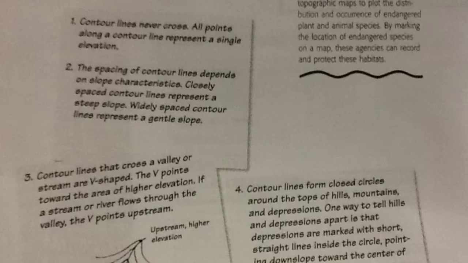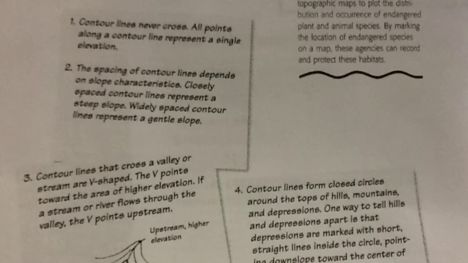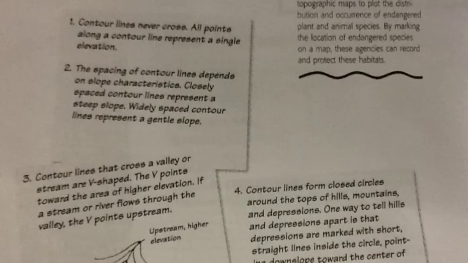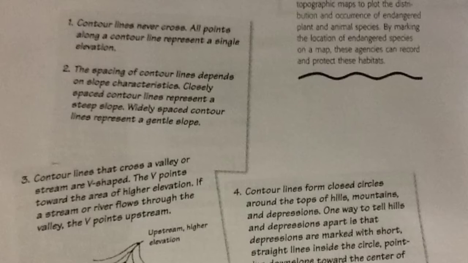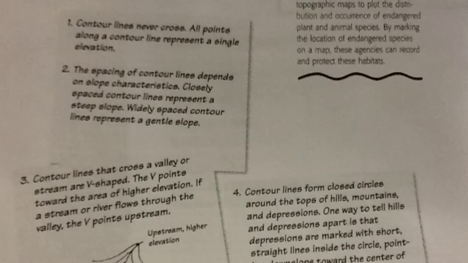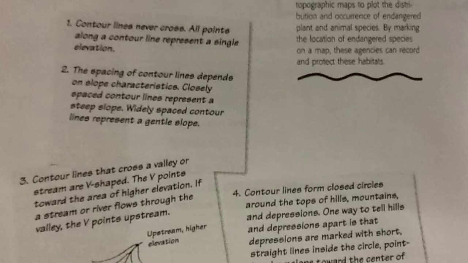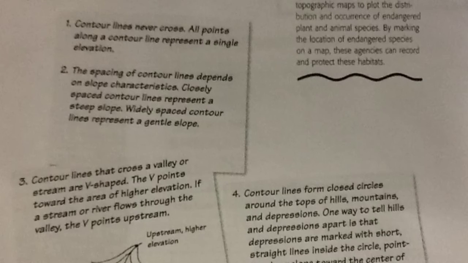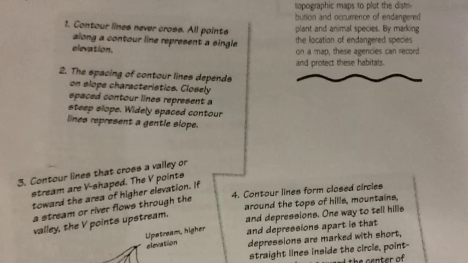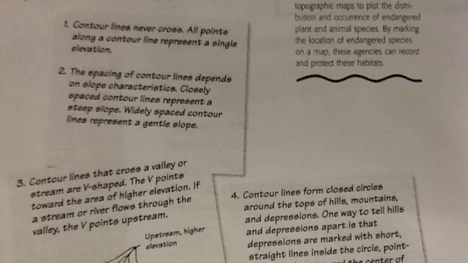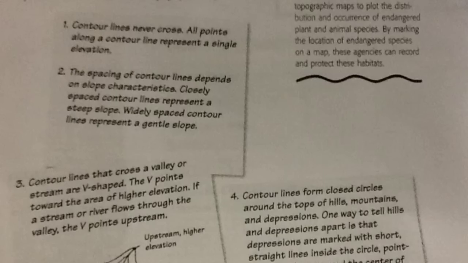And the fourth rule is that contour lines that close to form circles are showing the top of a hill. And if you ever see those closed circles with little lines going down inside, that's what's called a depression. Depression just means that the hill goes back down. So maybe a lake was there, or it's the top of a volcano.